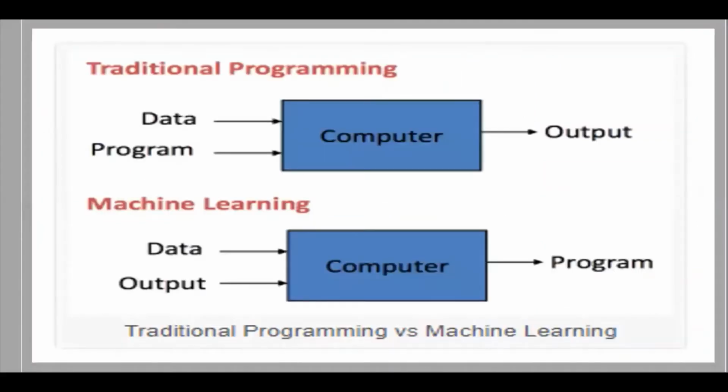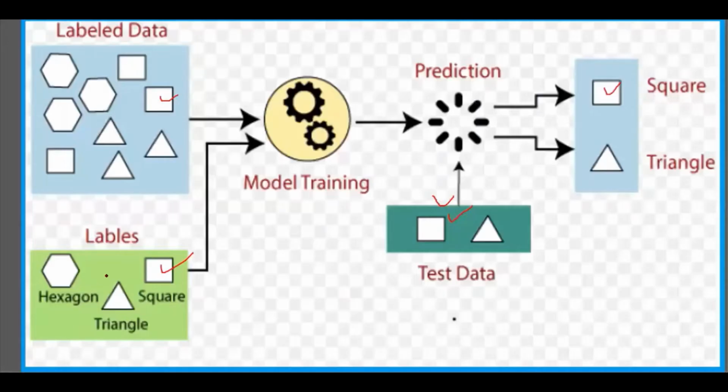Now we know that we have to come up with a rule, called a program here, and data and output both will be given. We'll check here how data and output are given. Here data is given, and we know that these are square, rectangle. This is output. Output means we know it will be either a square or triangle or hexagon. So you have to say something.